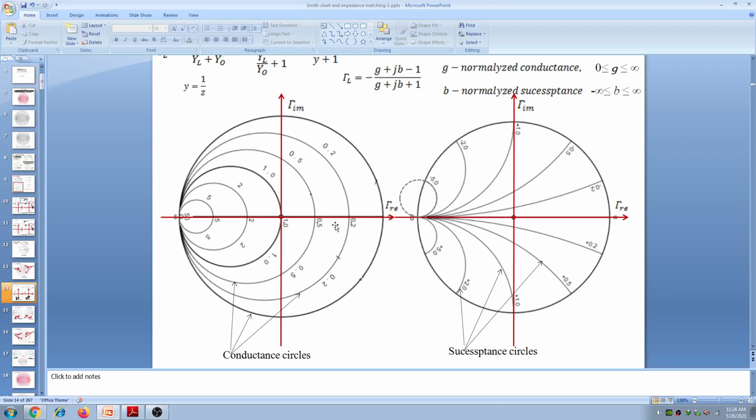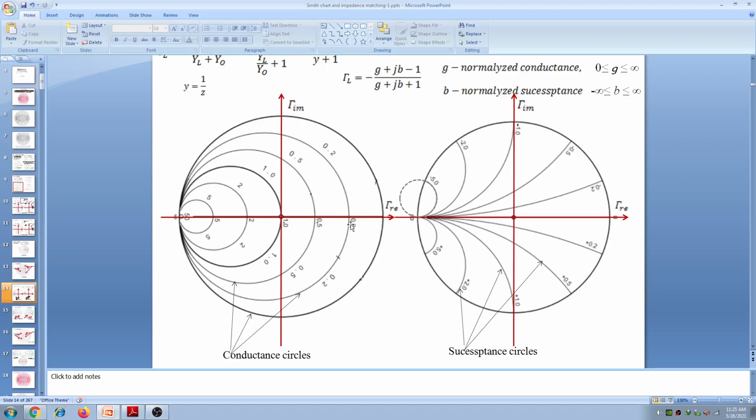These circle values are written below, below this horizontal line. This is a conductance circle and its value is 0.2. Similarly, for this circle the conductance value is 0.5. This circle's value is 2. Those values are written below, but the resistance values are written above. On the Smith chart there are readings above and readings below.